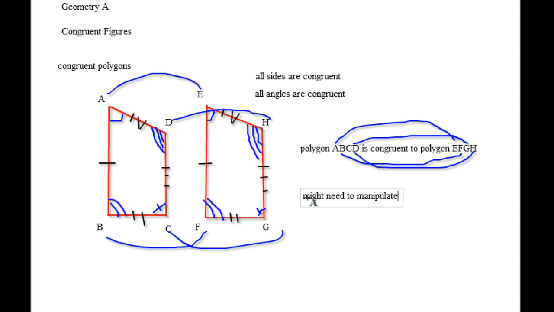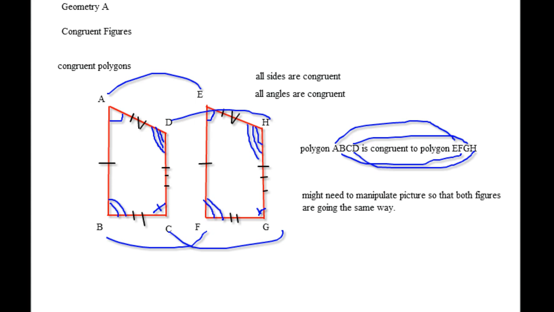manipulate the picture so that both figures are going the same way. In other words, if this was flipped around, I would just flip it and redraw it. It's as simple as that.